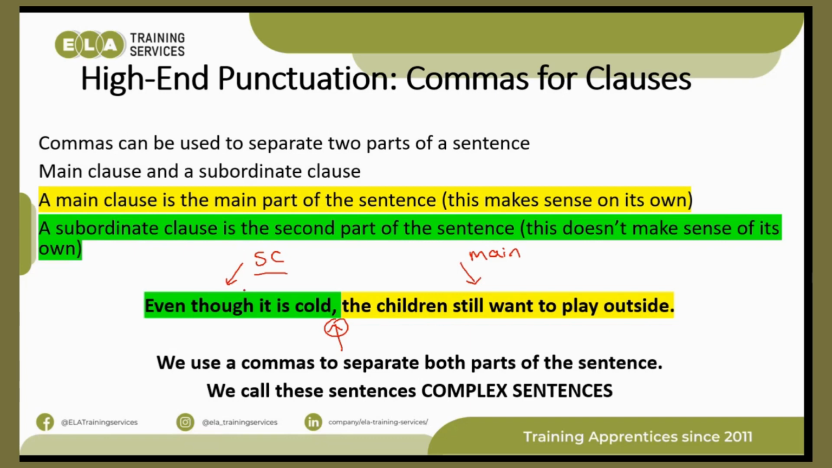So, for example, even though it's cold, that would be your subordinate clause, because if you said that to someone, it wouldn't make sense. Whereas the children still want to play outside, that is your main clause, because it does make sense on its own. It's what is called a simple sentence. Now, when our green bit, our subordinate clause, is at the beginning, we need to separate the sentence with a comma. And it's where you will take a natural breath.